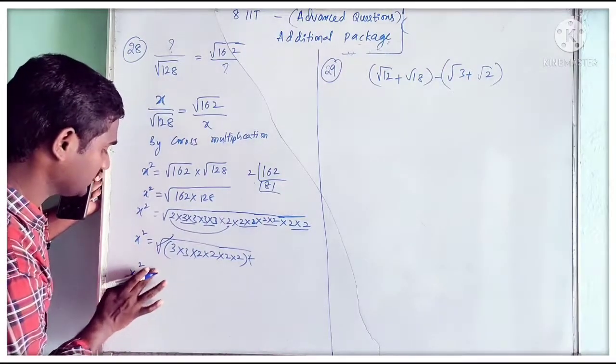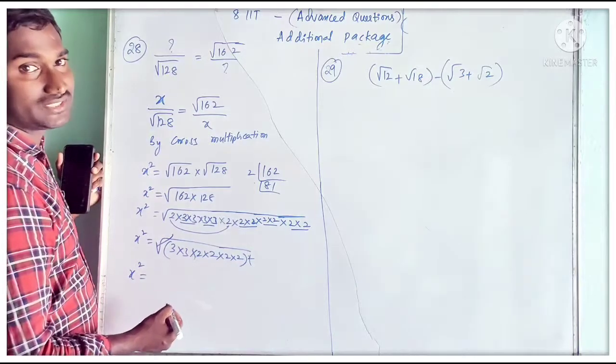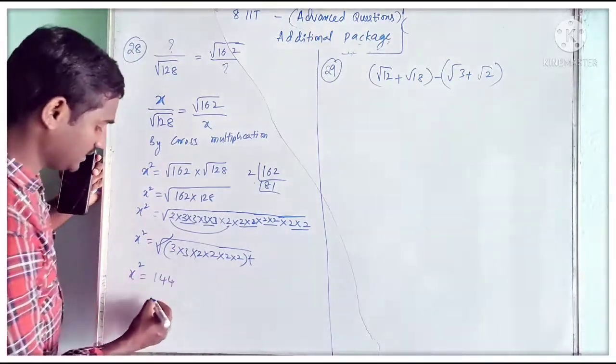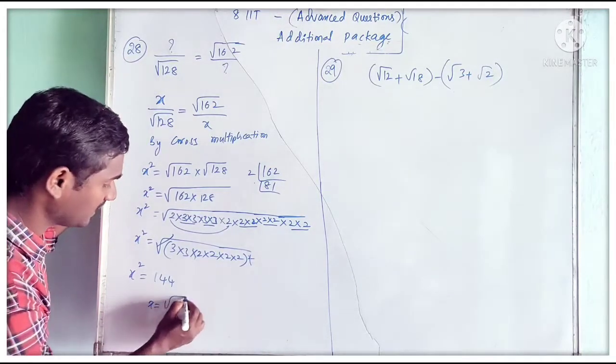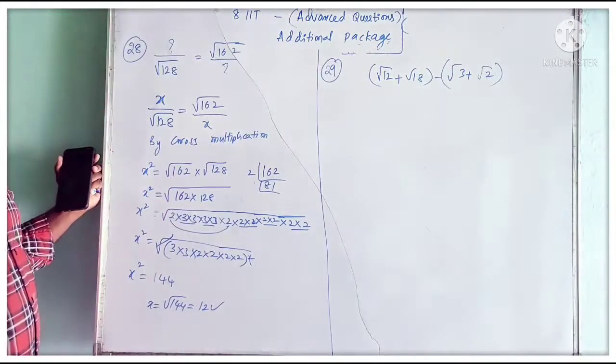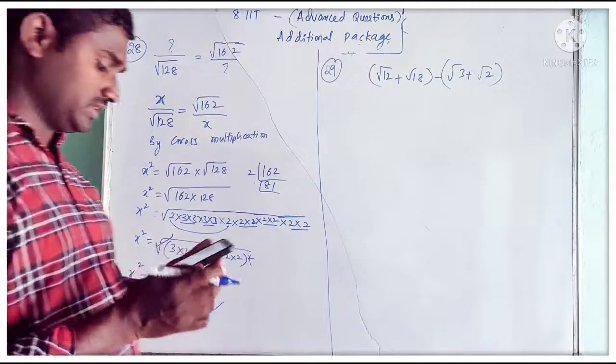So now multiply. 3 3s are 9. 9 into 16: 9 sixes are 54, so 144. x square equal to 144. Then x is equal to square root of 144. Square root of 144 is 12. 12 is the correct answer for that. Okay. Next question. Question number 29 we have.